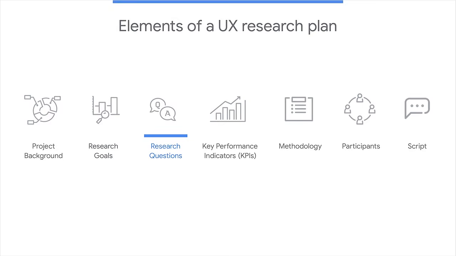Okay, so now you've got the hang of the project background and research goals. Next, let's think about the third element of a research plan, research questions. To put it simply, research questions are the handful of questions you plan to answer during the study. These should not be the literal questions you plan to ask study participants.